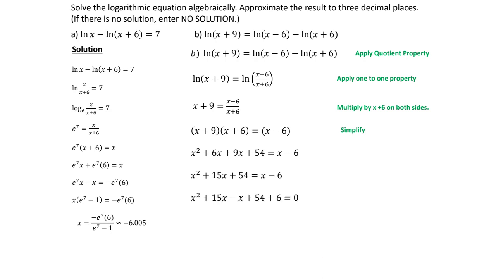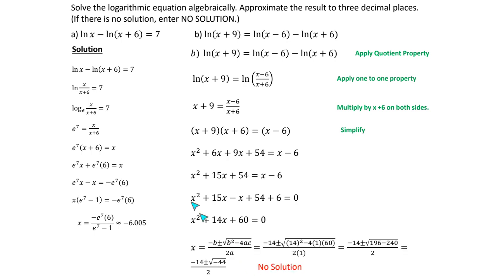This is quadratic, so we want to bring everything to the same side. So I'm going to subtract an x, and I'm going to add the 6. So we end up with x squared plus 14x plus 60 equals 0. It's quadratic, so you can use the quadratic formula, or you can try to factor. And so here I went ahead and used the quadratic formula. b is 14, so I get negative 14 plus or minus the square root of 14 squared, minus 4 times a, which is 1, and c is 60. So if we multiply out, we get 196 minus 240, which ends up with a negative 44. And since this is going to be an imaginary solution, we say that there's no real solution.